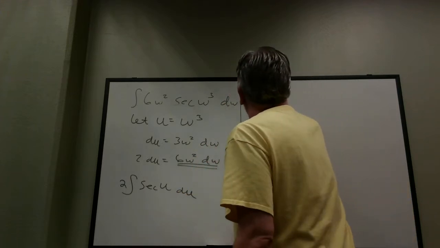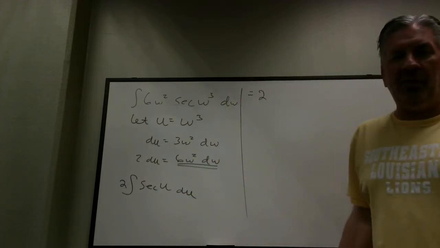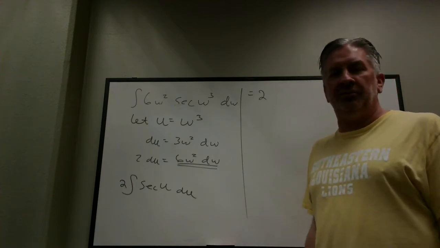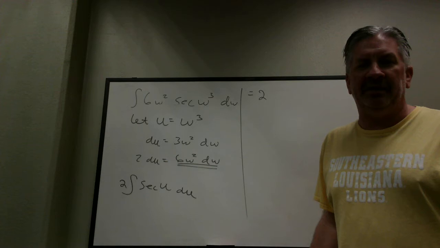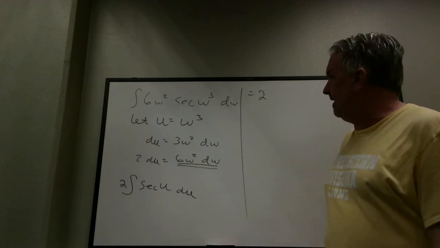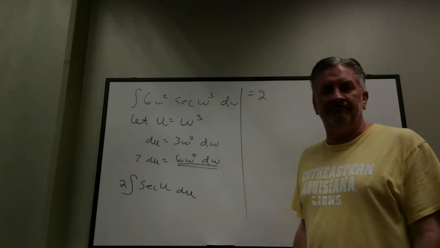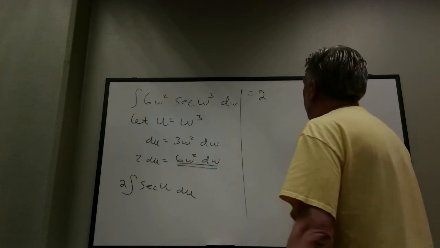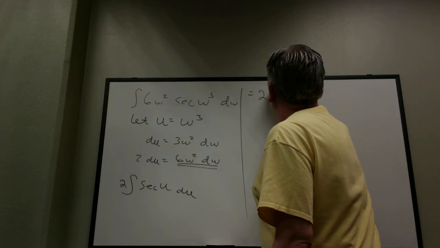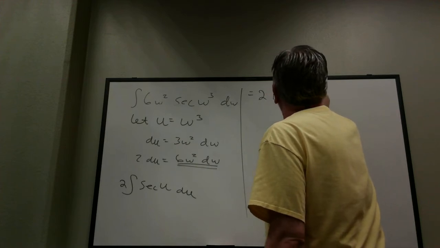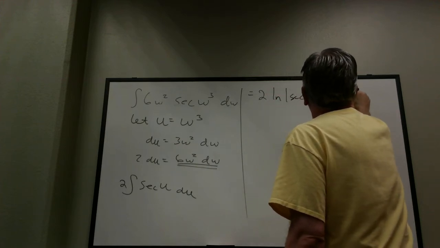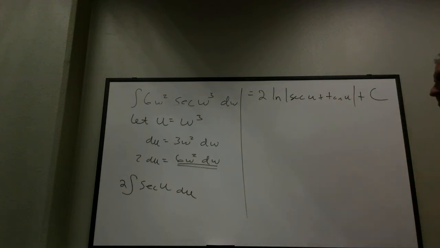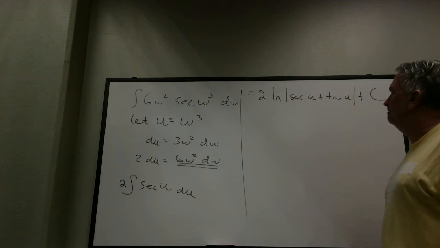So I'll just bring down the 2. Now the question is, since you've had 3 weeks to review your integrals, because I sent you that formula sheet to be studying, do you know off the top of your head the integral of secant u? That's the question. Okay? The integral of secant u is natural log absolute value of secant u plus tan u. This is an indefinite integral, so don't forget your plus c.